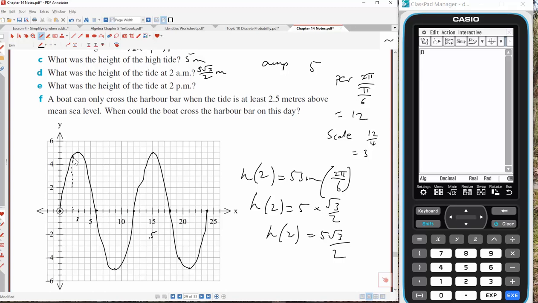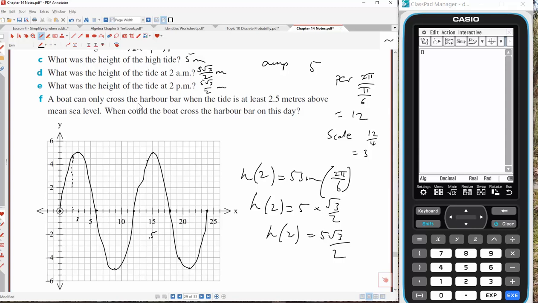What about 2 p.m.? 2 p.m. is 14 o'clock. That's going to be exactly the same, so that will also be 5 root 3 on 2 meters. Of course, if you put 12 in here, it will come out with exactly the same value.